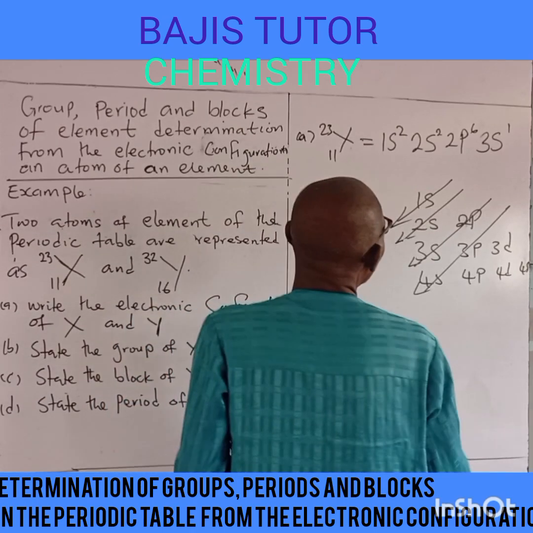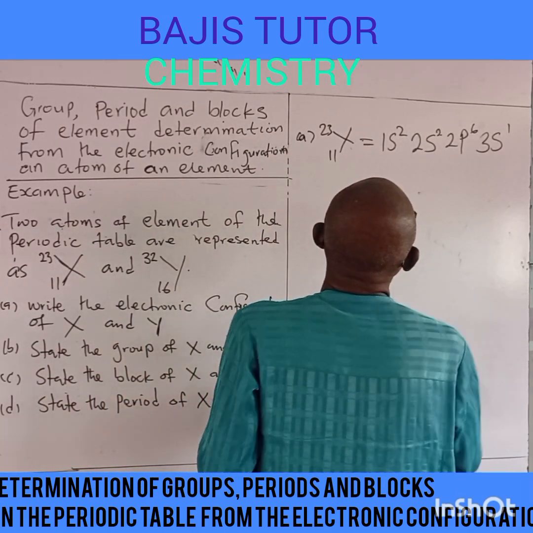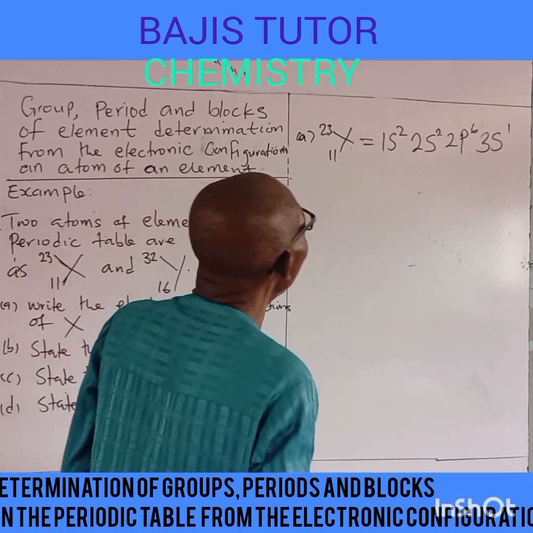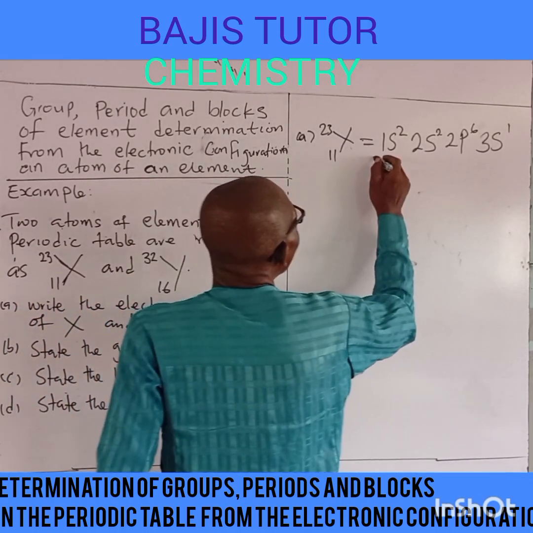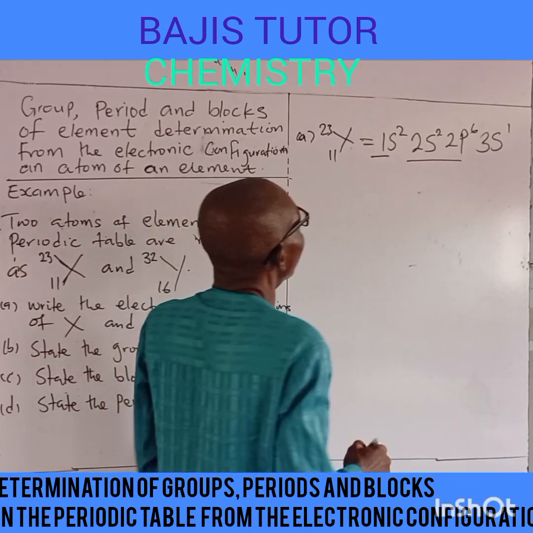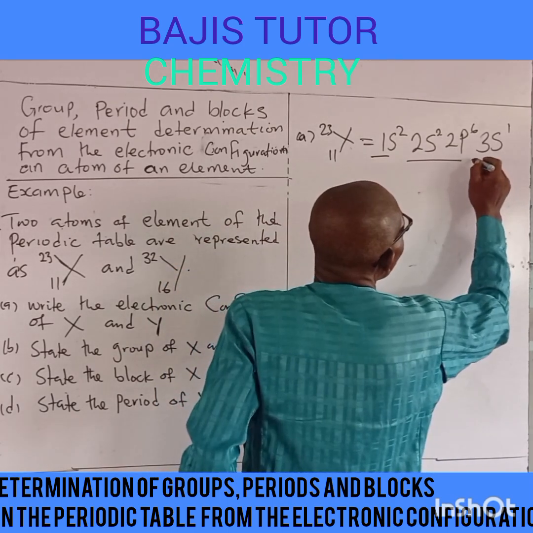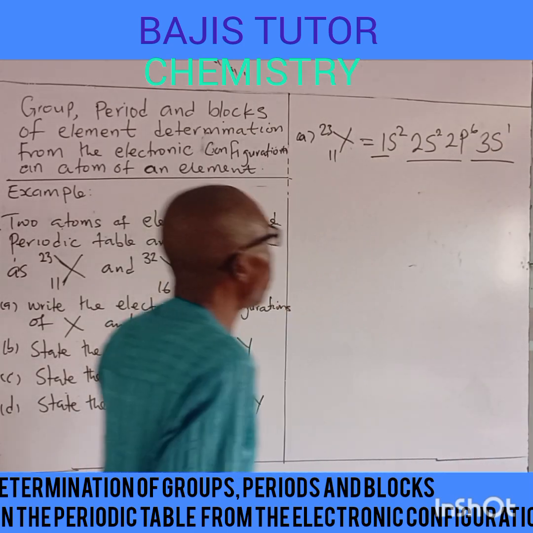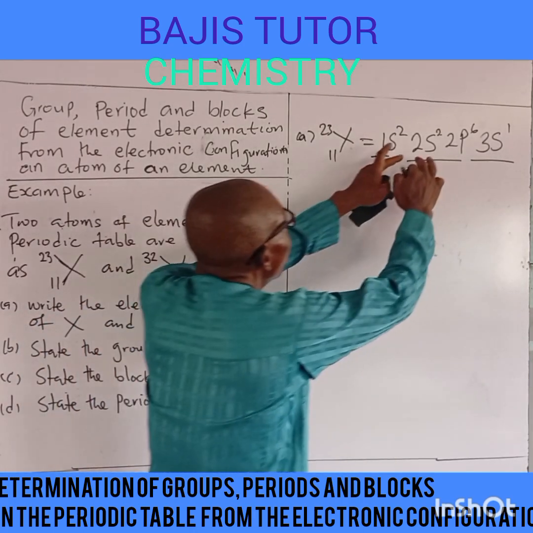Then for X, let's check how many principal quantum numbers we have. Principal quantum number 1, that's the K shell, has 1s. For the L shell, that's principal quantum number 2, and principal quantum number 3 is the M shell. So 2s2, 2p6 belong to the same main shell.